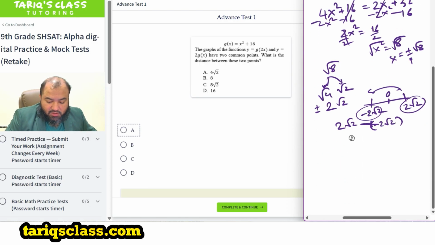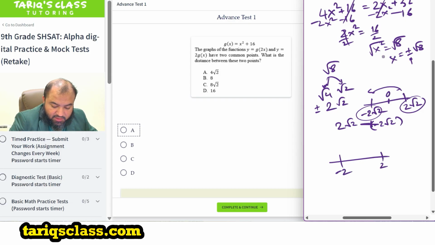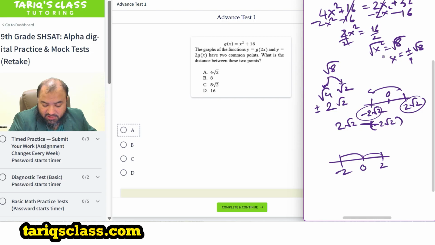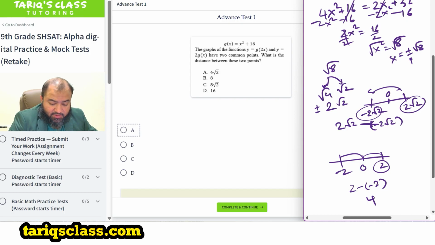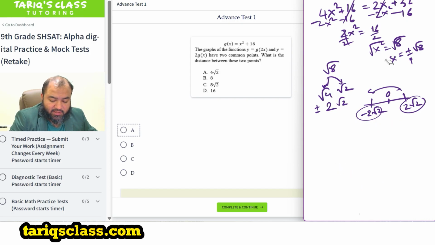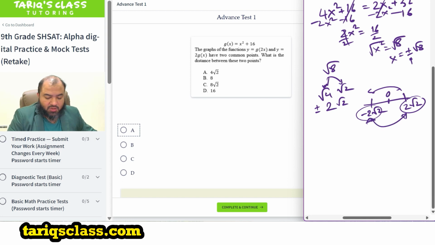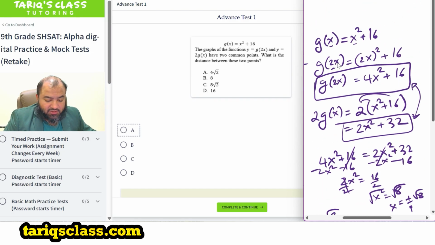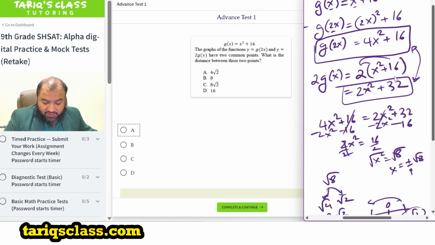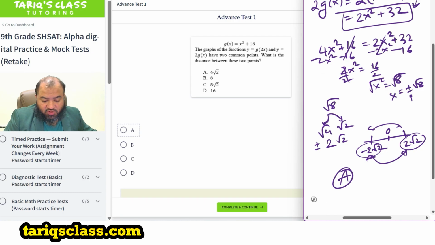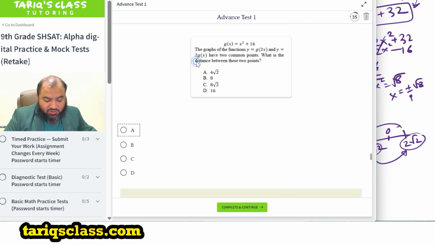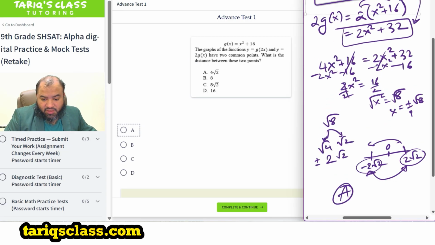Like, let's say you want to find the distance between negative 2 and 2. It's 4, because 0 to negative 2 is 2, and then 2 more, so 4. Or you could do 2 minus negative 2, that's 4. Similarly, the distance between negative 2 radical 2 and 2 radical 2 is actually 4 radical 2. So that's why option A is the answer, the first one. As you can see, all we did is plug in the 2x, and then 2 times the g of x, then set them equal to each other and solve for x. Square root of 8 means square root of 4 times square root of 2, and square root of 4 means 2 radical 2, plus and minus. And they ask what is the distance between them? The distance is just you subtract. That's how you find distance.